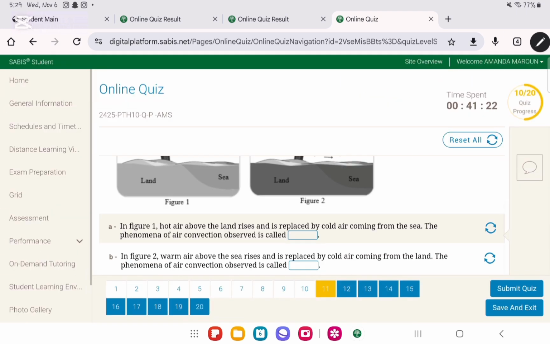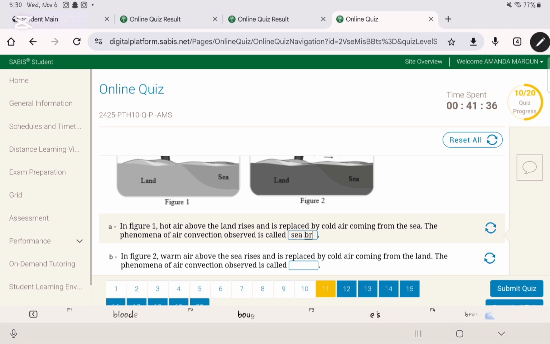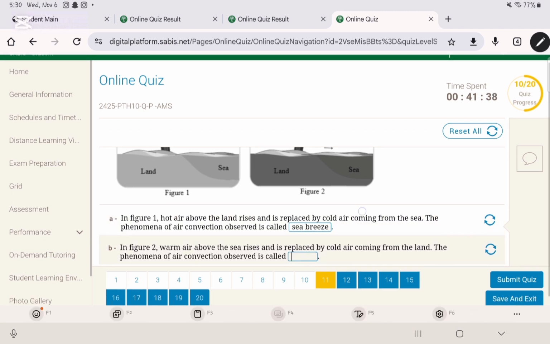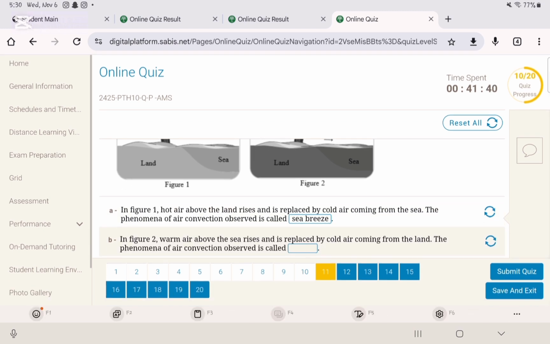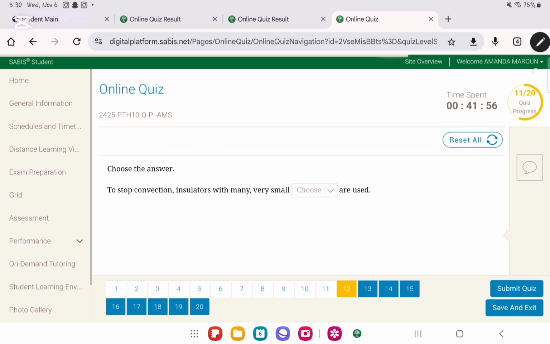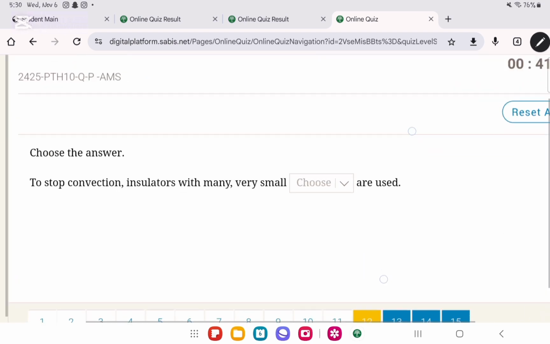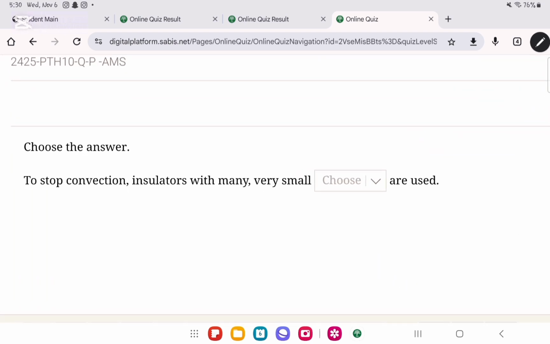So now, in figure 1, the phenomenon of air convection observed is called a sea breeze. Then, in figure 2, warm air above the sea rises and is replaced by cold air coming from the land. We call this a land breeze. Now, we move on to question number 12. To stop convection, insulators with many very small what is used?